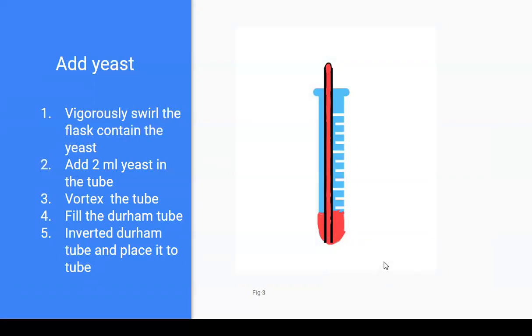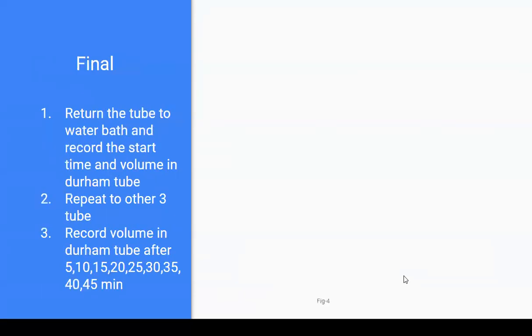So this is what we do. After inverting the Durham tube, it will have the maximum liquid in the Durham tube, and this is the both volume. After that, we will return the tube to the water bath again and record the start time and volume in the Durham tube. We will also repeat this step for the other 3 tubes.